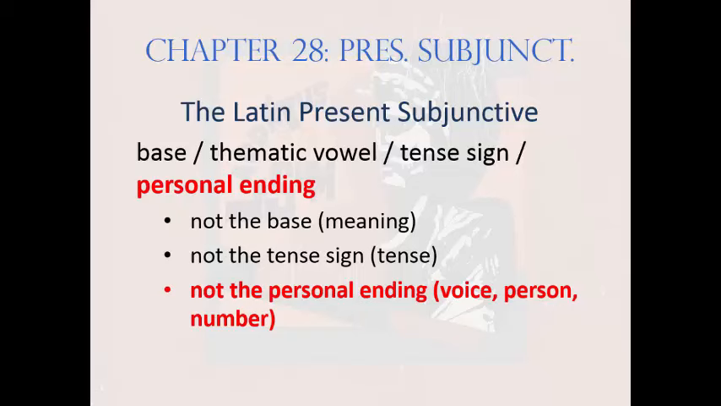So the only thing left is the thematic vowel, which signals conjugation. There are only 3 or 4 of those, so that at least is a possibility. But what's a Latin verb going to sound like to a Roman if you use a different thematic vowel?